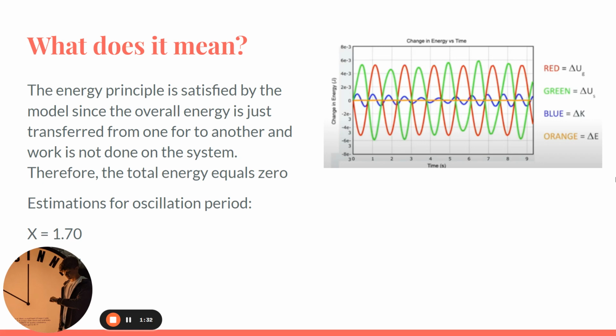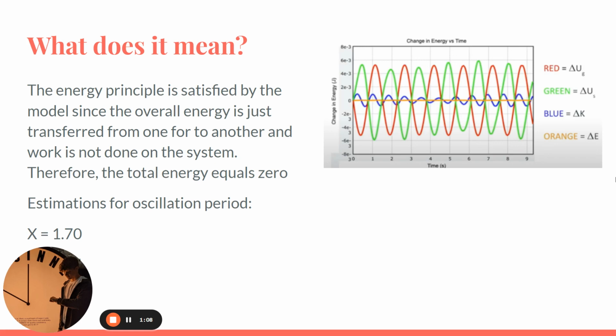So therefore the total energy equals 0, and this makes sense since gravitational potential energy and potential spring energy are always canceling each other out, and kinetic energy will make up the extra fluctuation that's necessary when they do not fully cancel each other out. So the total energy is consistently 0 throughout the entire motion of the spring and mass.